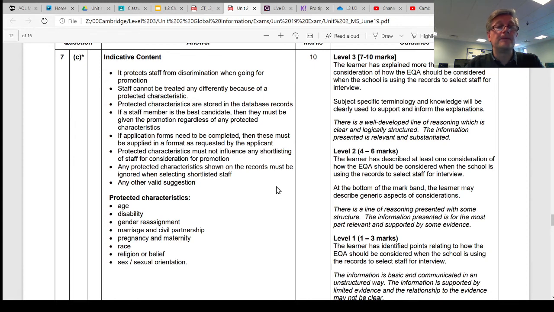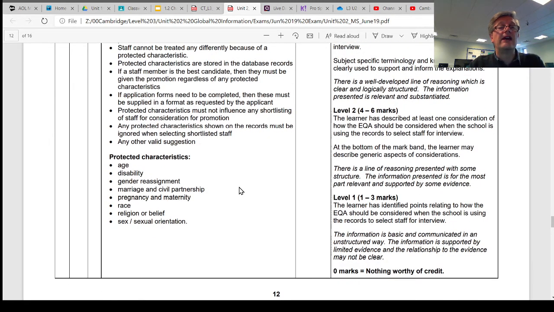So what are they looking for? Well, first of all, some understanding of what the EQA is. It protects staff from discrimination. So if a member of staff is going for a promotion, they shouldn't expect to be discriminated against for one reason or another. Staff can't legally be treated any differently because of a protected characteristic. So you can't deny someone promotion because they're disabled, or because they're having gender reassignment, or because they're a Muslim. Okay, if a staff member is the best candidate for the job, then they should be given their promotion regardless of anything else about them.